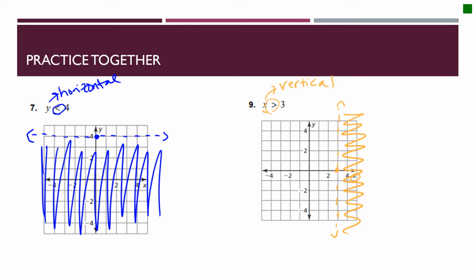Okay, for the next one, x equals is a vertical line. And what we do is we go along the x-axis. See how this is the x-axis? And we're going to go to 3. And this one again is going to be a vertical dotted line because it's greater than. And greater than is going to be shaded to the right. So this is what this graph will look like.